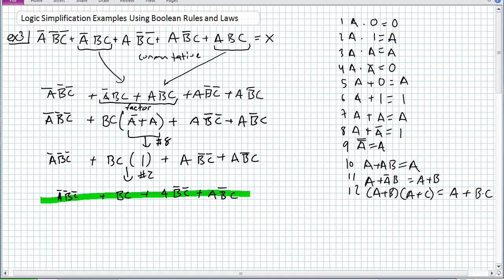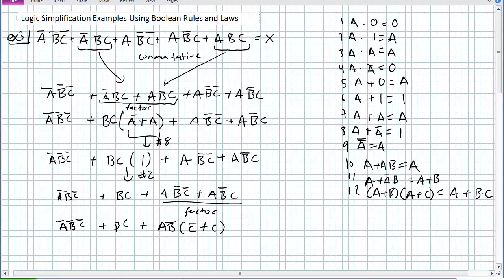So where in this expression in green can I potentially factor out and use number 8 and number 2? The answer is right here. Okay? Because A and not B is common to both terms. So let's go ahead and factor out A and not B, not C or C. I'm setting myself up to use rule number 8 again. And see what I say?